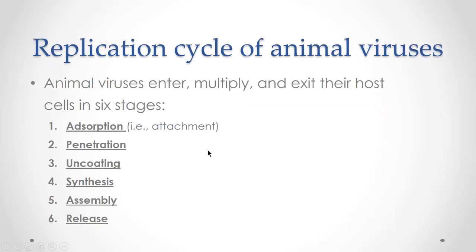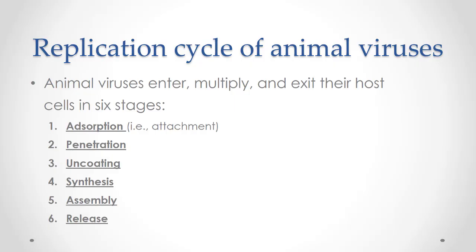Let's start with the replication cycle. This is specific to animal viruses, so that you understand, and there are plant viruses and bacterial viruses, and they're all a little bit different. So this is animal viruses here. There's 6 stages of this replication cycle. You'll want to be familiar with each of them. You'll also want to be able to put them in the correct order.